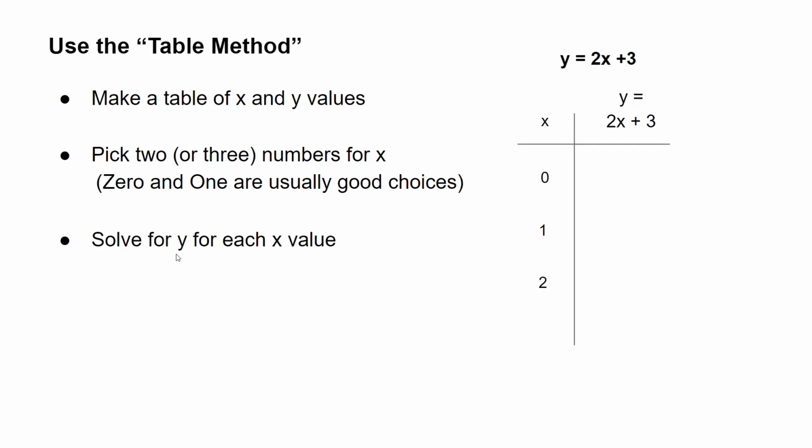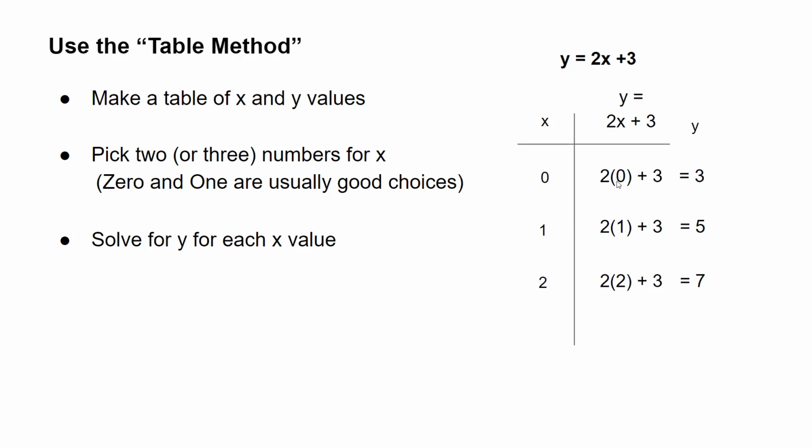Now we're going to solve for y for each of those x values. That means we're going to substitute 0 for this first one into 2x plus 3 and see what y must be when x is 0. And then we will do that for x equals 1 and for x equals 2. And that will allow us to determine these values.